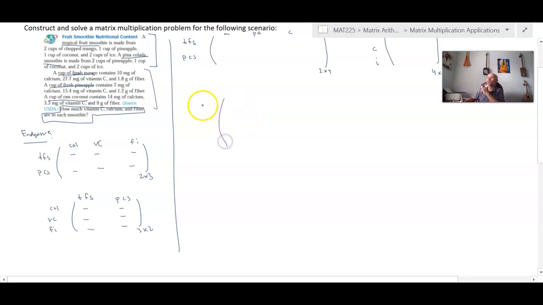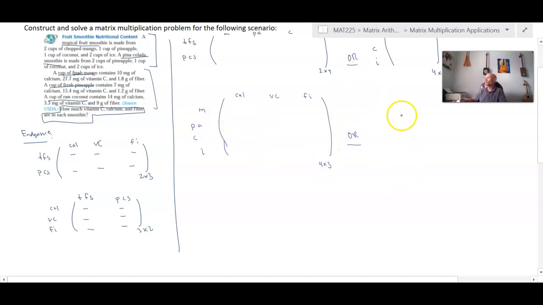So we have a couple of different options. We could have our fresh mango, then our pineapple, then our coconut. Just to be consistent here, I'll just label this M instead of FM for mango. And then we have ice. And then I could list out the nutritional contents for each of those in terms of calcium, vitamin C, and fiber. And that would give me a 4x3 matrix.